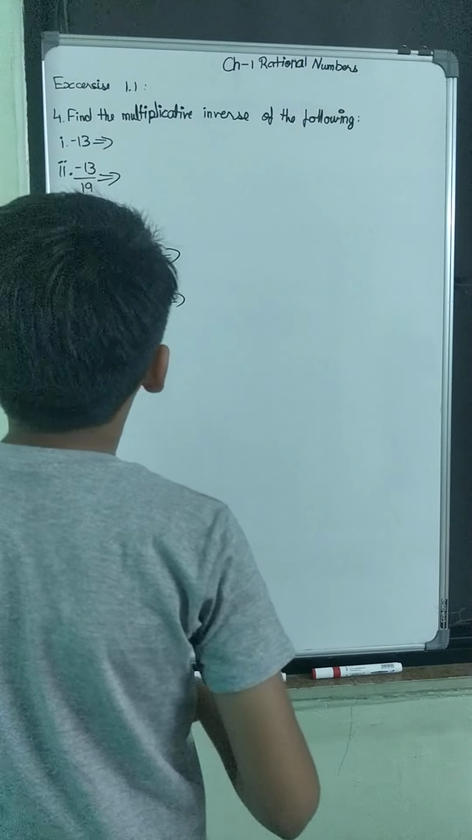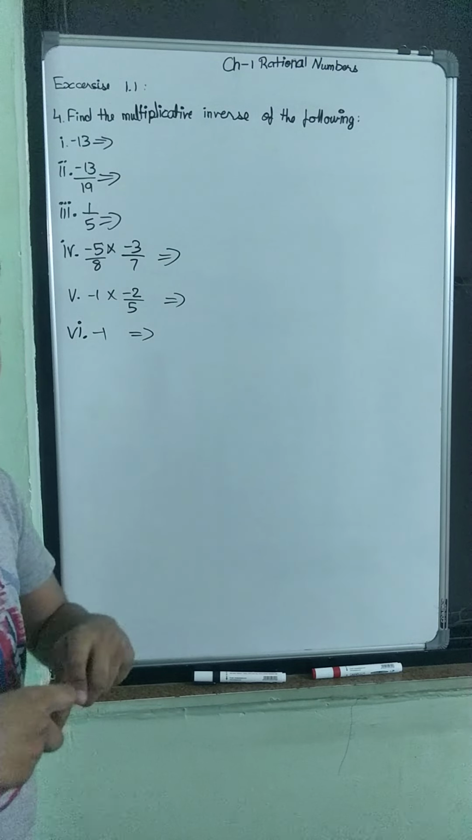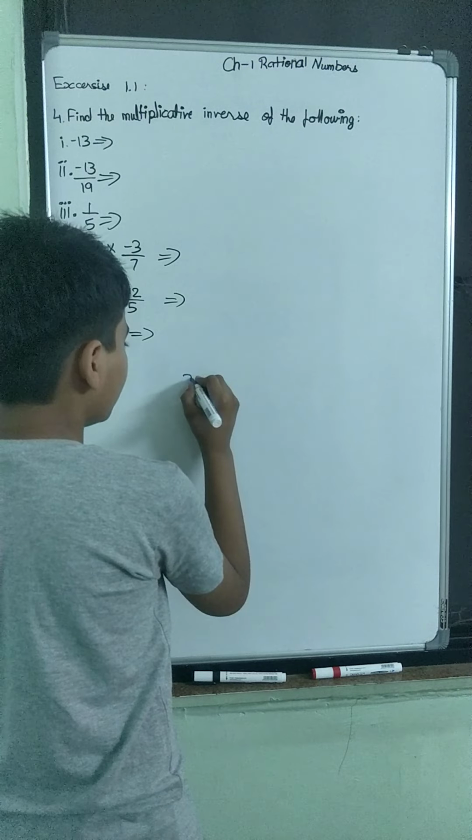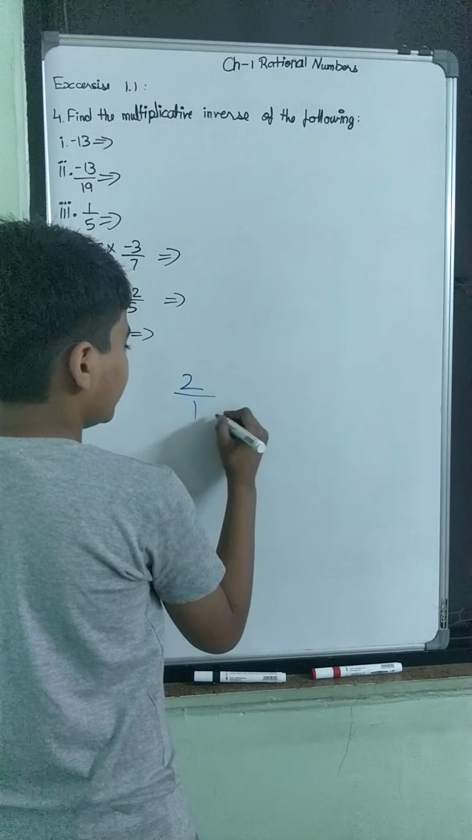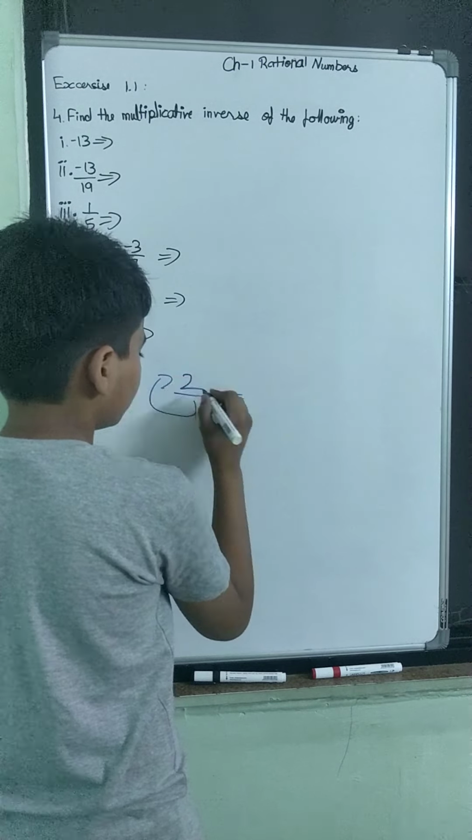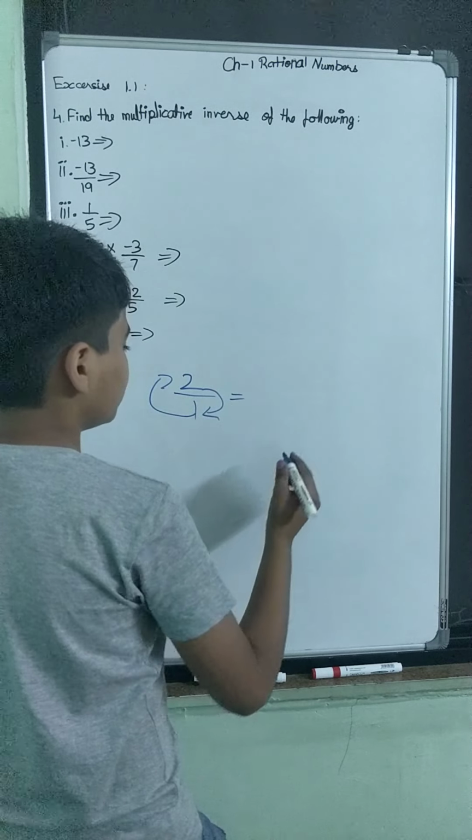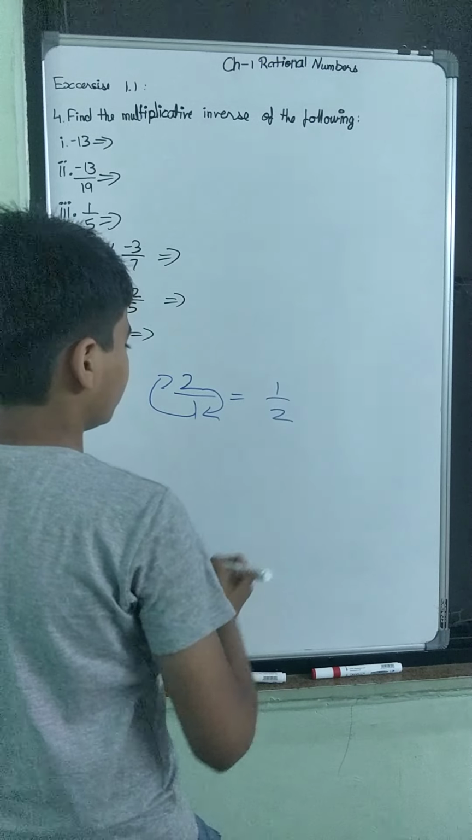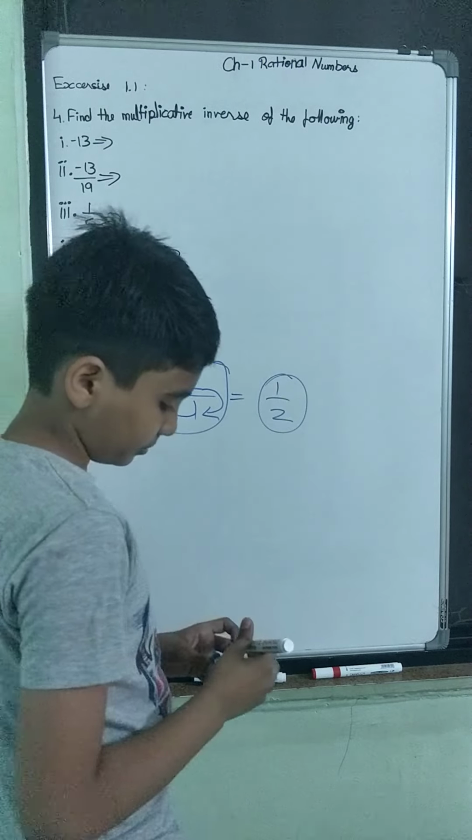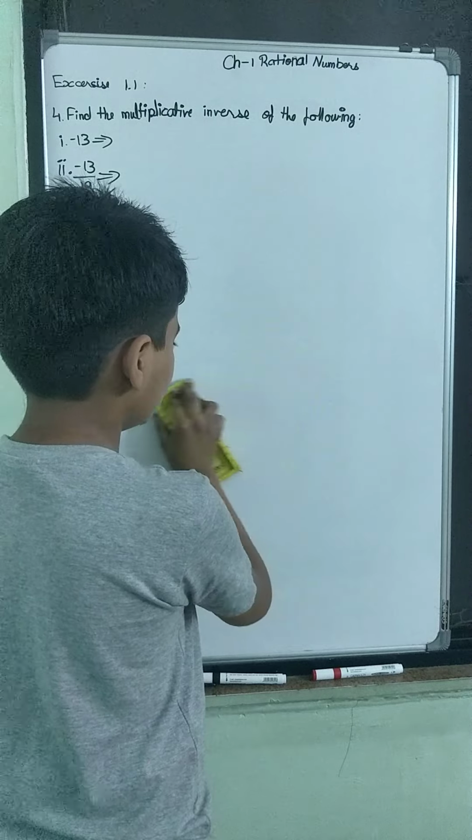So first of all, what will we do? Multiplicative inverse means the reciprocal of the number. Reciprocal means that whatever the number is, just write its inverse, that is, move the denominator to the numerator and the numerator to the denominator. So the multiplicative inverse of 2 by 1 is 1 by 2, we can say. So now let's see these examples.